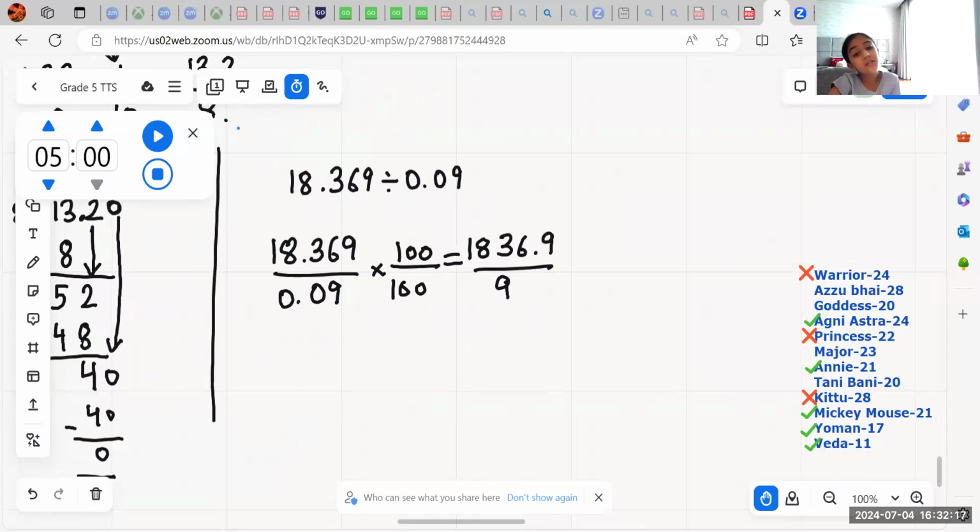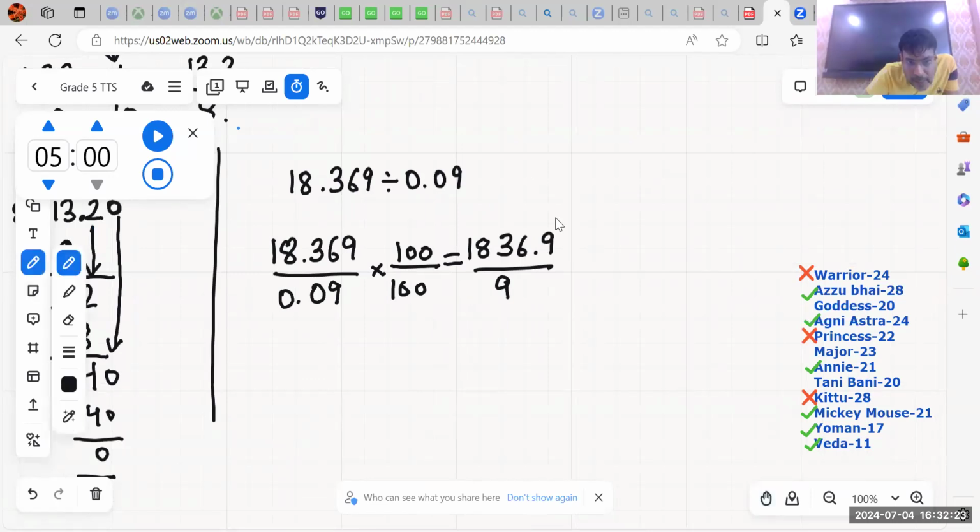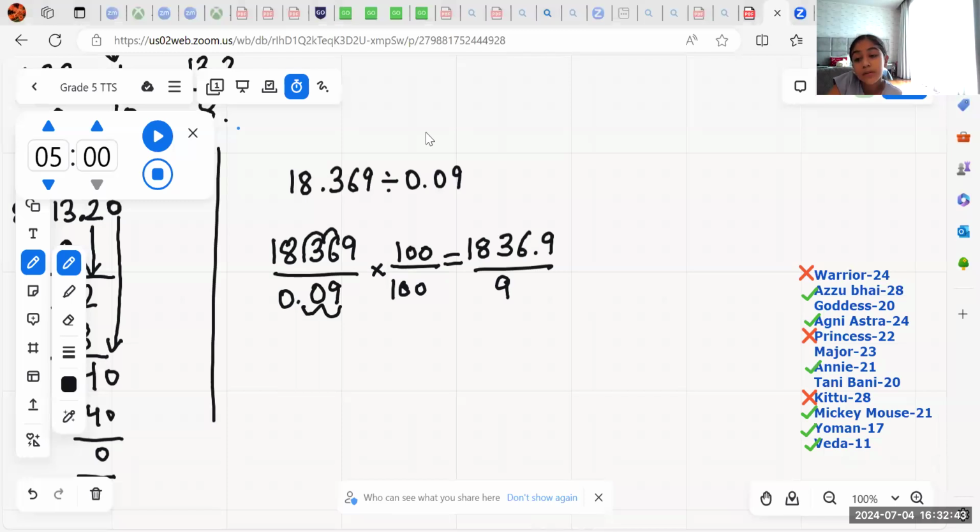Sir, shouldn't there be no decimal point? No, beta, when I multiply by 100, my numerator's decimal point will be shifted by 2 places to the right. So it becomes 1836.9. And my denominator also gets 2 places shift, so it becomes a whole number. Because my purpose is to make the denominator a whole number. Okay, sir. Sir, I thought we had to shift 2 places to the left, not right. No, beta, we are multiplying. When we multiply by 10, 100, 1000, we make the number bigger. So we shift decimal places to the right.